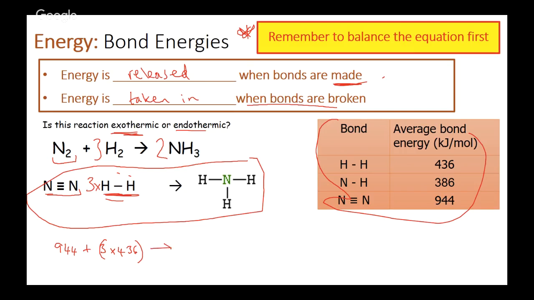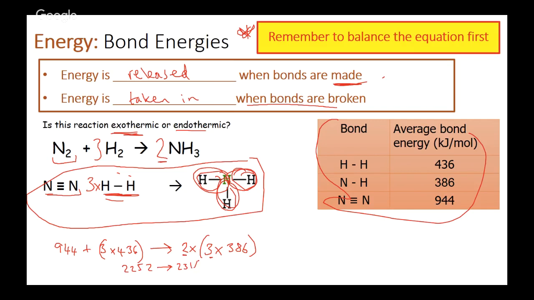And on the other side of the equation, you've got 2 lots of NH3. But if you look carefully, you need to circle the bonds that involve NH, NH, NH, and we need 2 lots of those. So we need 2 lots of 3 lots of NH bonds. So 3 times 386. So this 3 here shows that there's 3 bonds, and this 2 here is because it needs to be balanced in the equation. And if you calculate that, you'll get to the point where you have 2252 and 2316.